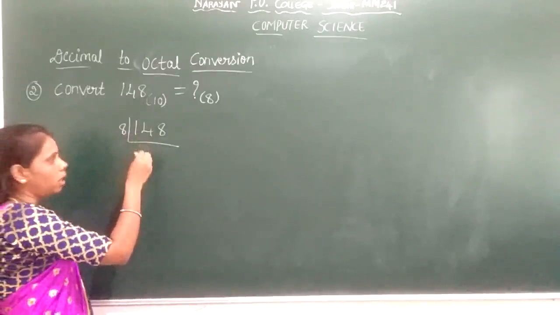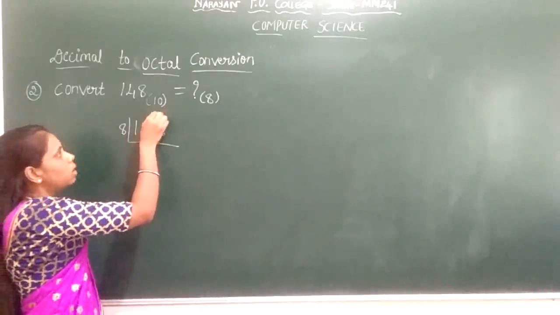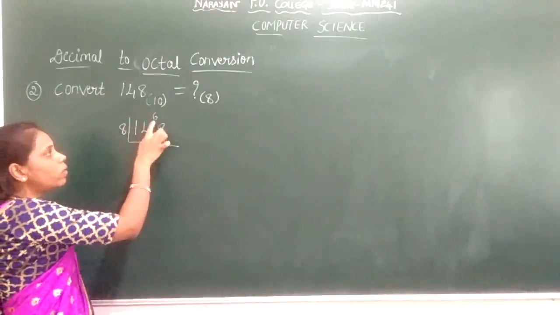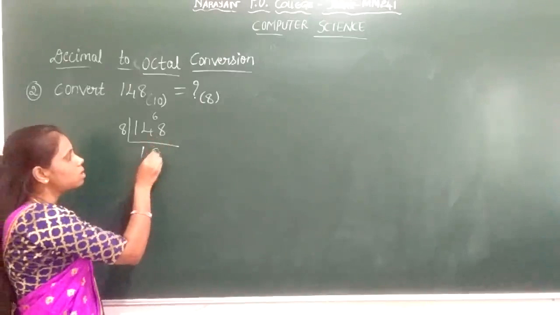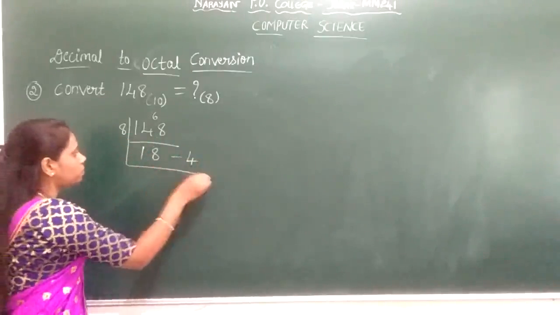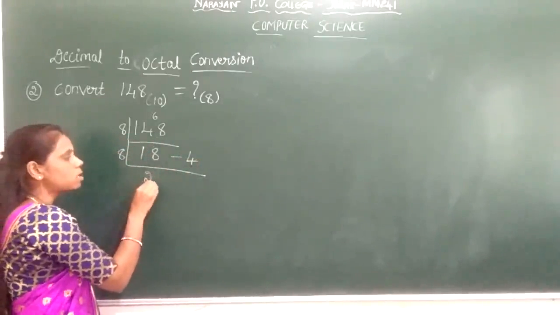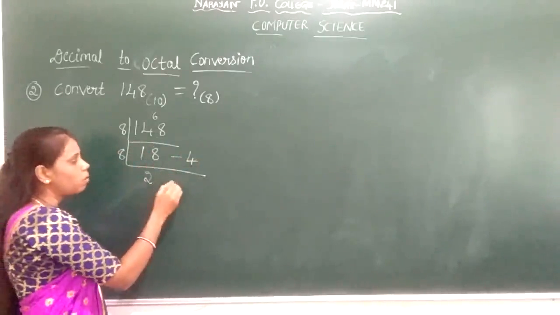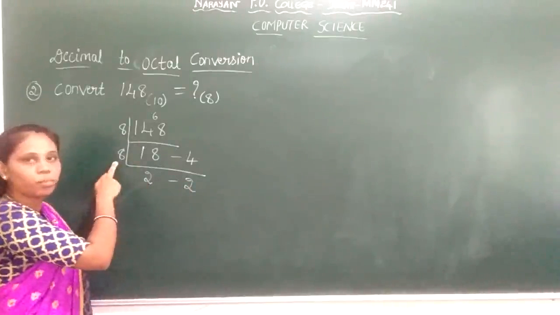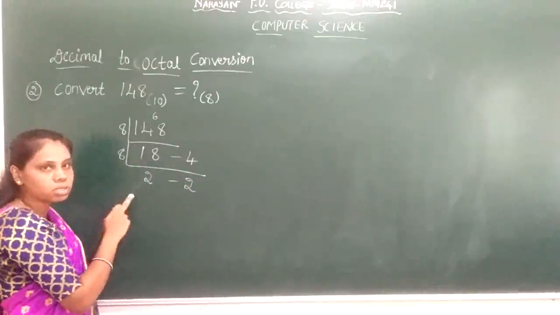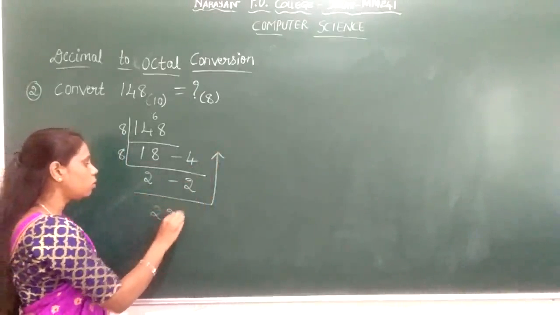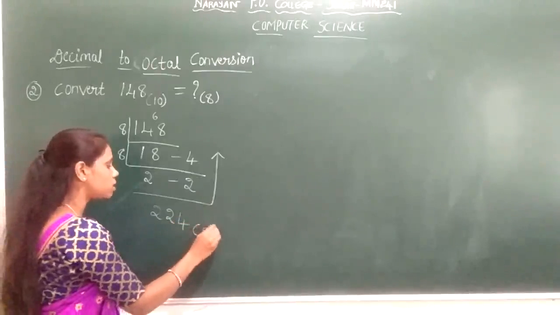Now 8 ones are 8. What is left out here? 14 minus 8 is 6 as the remaining value. Now it will become 68. So 8 8s are 64. The left out value is 4. Next, 8 1s are 8, 8 2s are 16. What is left out? The remainder is 2. Now your 2 cannot be divided by 8, so you stop this process here and take the values from bottom to top. That is 2, 2, 4.